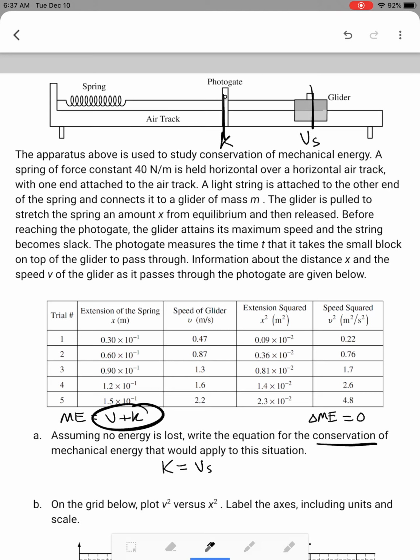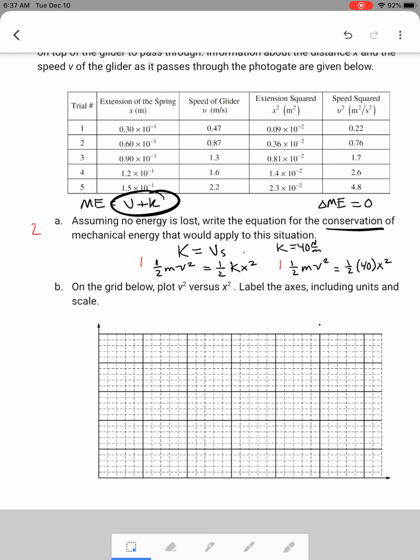Now, kinetic energy is 1/2 mv squared. Potential energy in the spring is 1/2 kx squared. This is where some of us miss points. It wants you to plug in k equals 40 newtons per meter, so the answer is 1/2 mv squared equals 1/2 times 40 x squared. In this problem, 1 point was associated with the first statement and 1 point with the second, for a total of 2. So just remember, always plug in information that they give you. Here, that information was k.